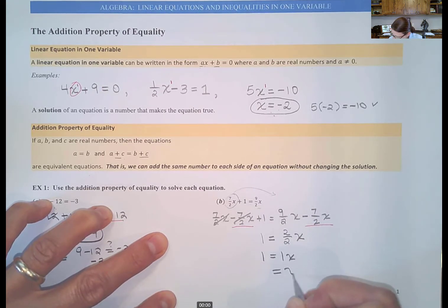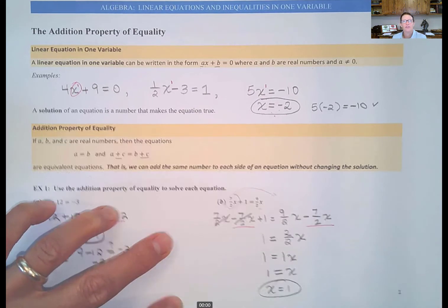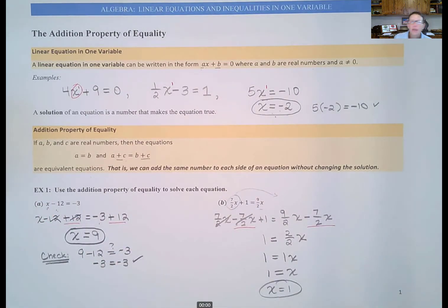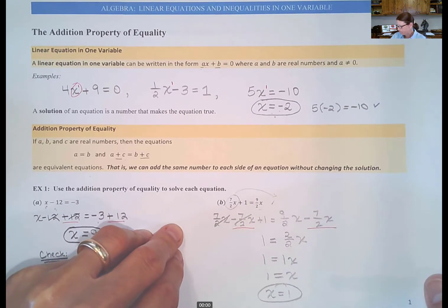Okay, and 1x is just x. x is equal to 1. Now, for some reason, I like to write the x on the left-hand side. That's just me. You don't really have to do that. But our solution here is x equals 1. And you can check that by substituting back in the original equation.